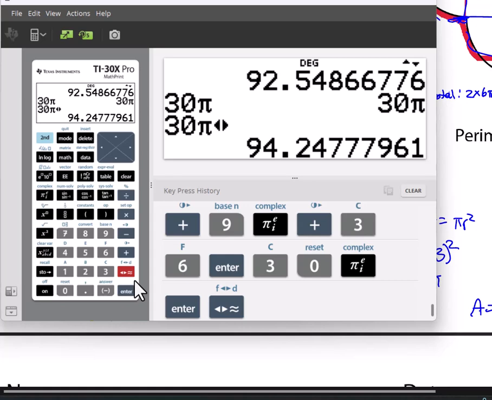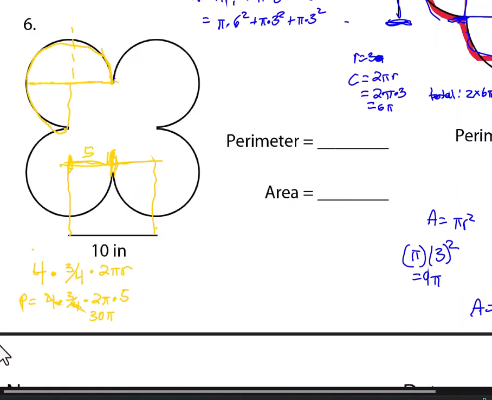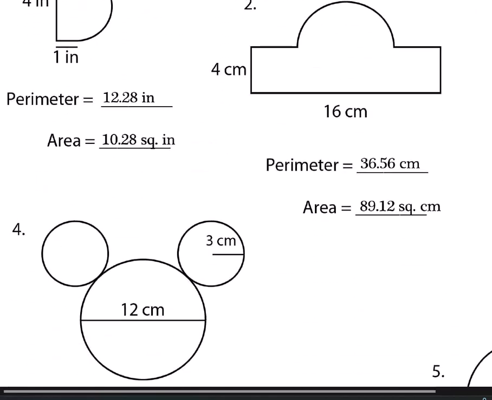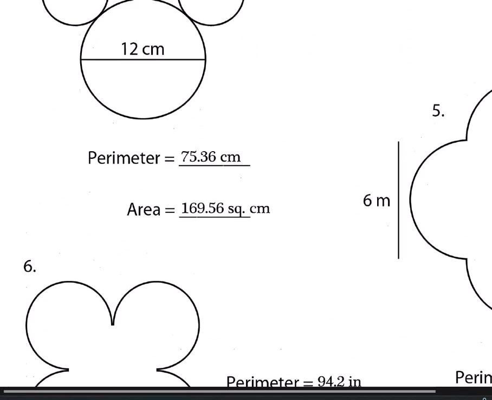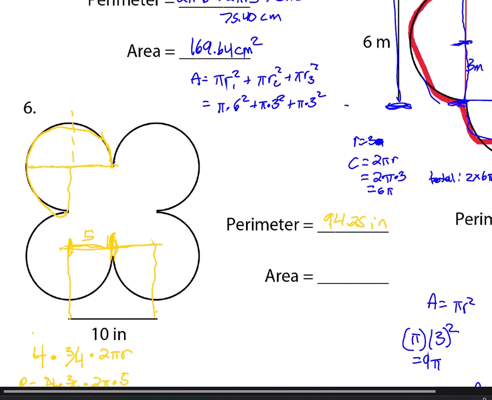Which is 94.25 inches. Okay, so that's our perimeter. Okay, now we want to get the area.